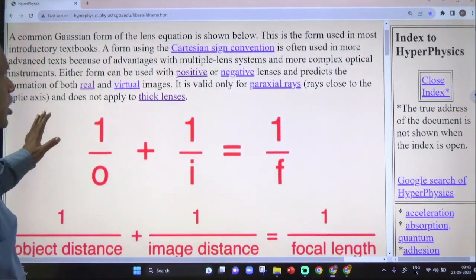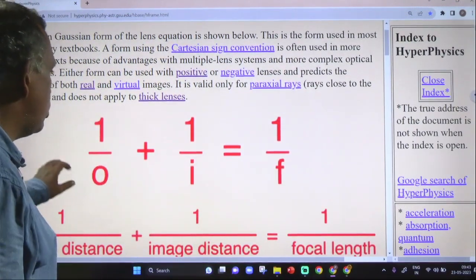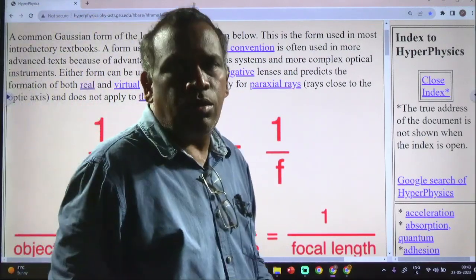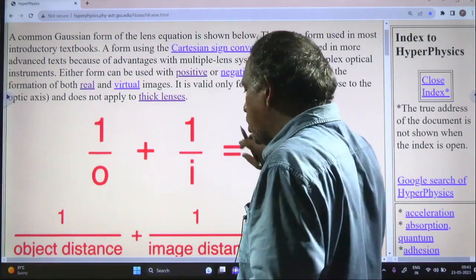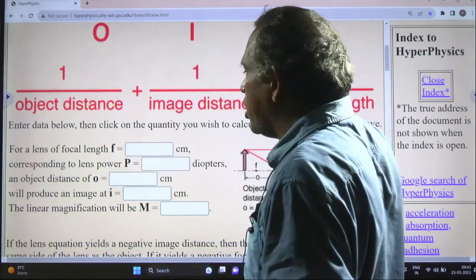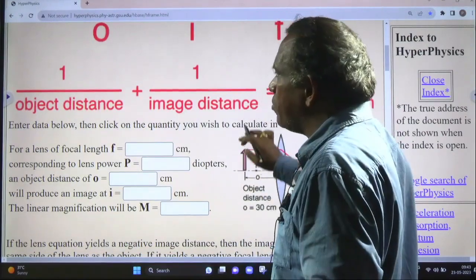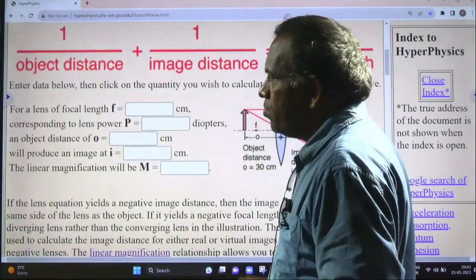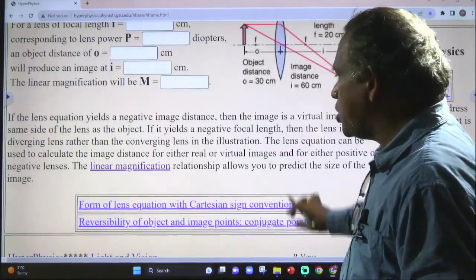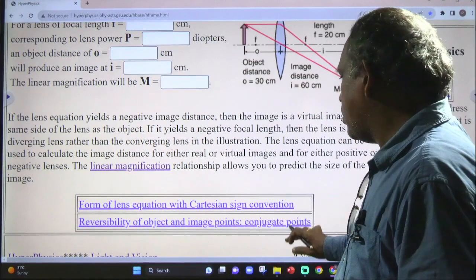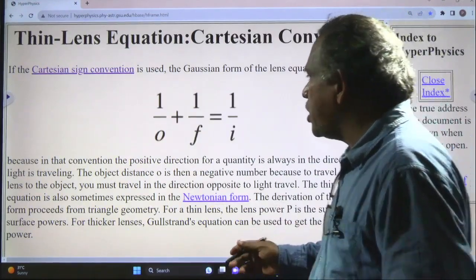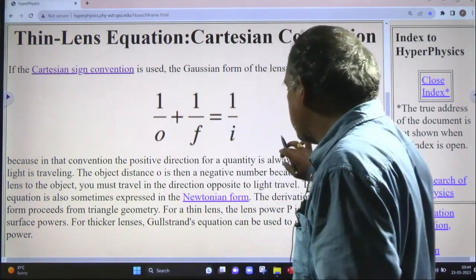So that is the Cartesian sign convention. Normally we use 1 by f is equal to 1 by v plus 1 by u, that is, object distance and image distance, with 1 by focal length. This is the formula for the lens. For example, you take a focal length of some value, the lens equation. In lenses the Cartesian sign conventions also should be taken.